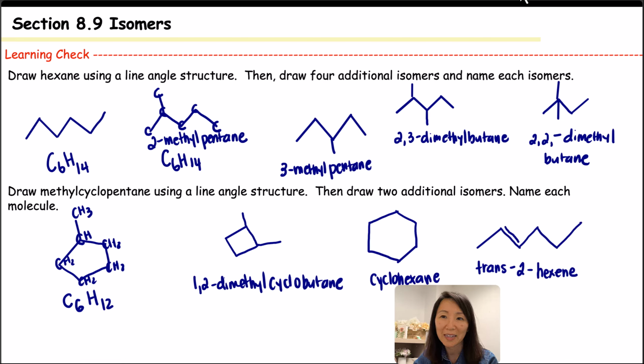Now here is the key. You notice that this is a cyclohexane, and here there's no cyclic structure. Just because you have a cyclopentane doesn't mean your isomer has to be cyclic. This is trans-2-hexene, and this also has C6H12 as its molecular formula. So these two are definitely not the only options. There are more. It can vary, but I just wanted you to draw 2 additional isomers.